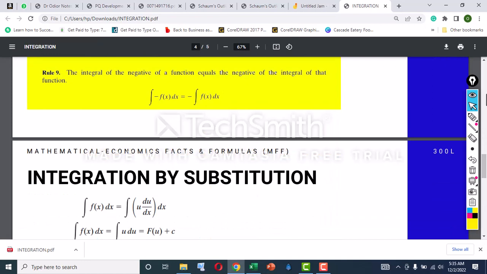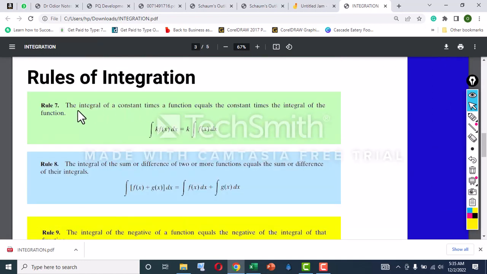So the next rule is the integral of a constant times a function. This is also an important rule. So when you have a constant multiplied to a function, how do we integrate it? It's simply you bringing the constant out, then you integrate the function. So that's simply it. So let's take an example.